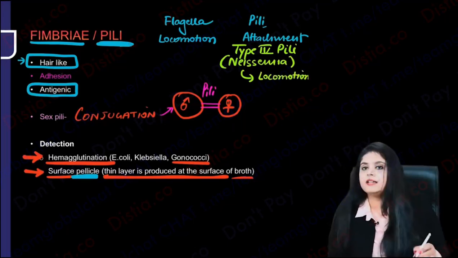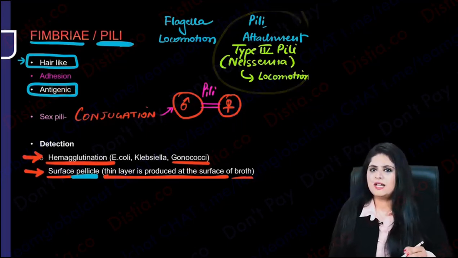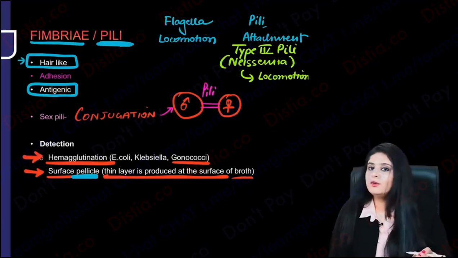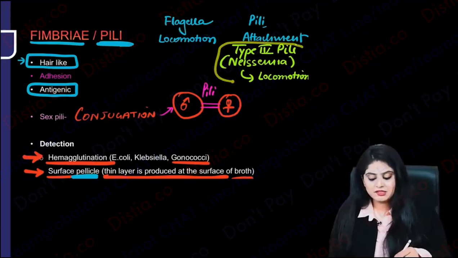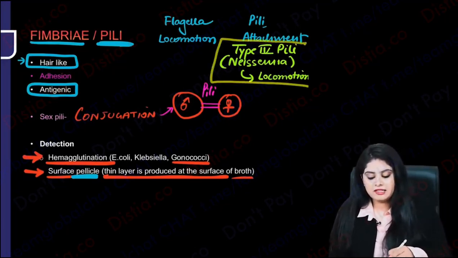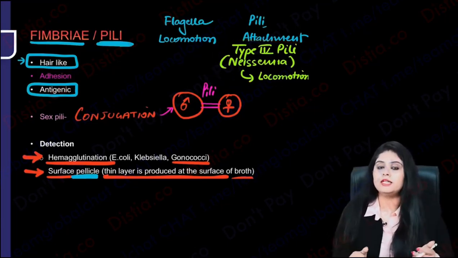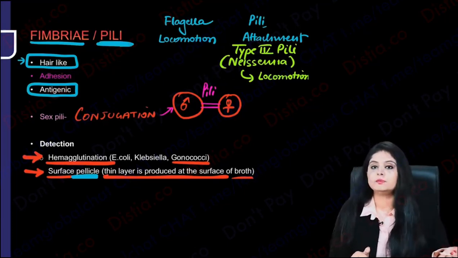So you will suddenly realize that, ma'am, you are saying that Neisseria is motile. Yes, but it doesn't have a flagella. No, it doesn't. Why is it motile? Because this type 4 pili is making it motile. Okay? So the type 4 pili is making it motile, and that is what you need to know. It's a flagella independent motility that Neisseria shows you.